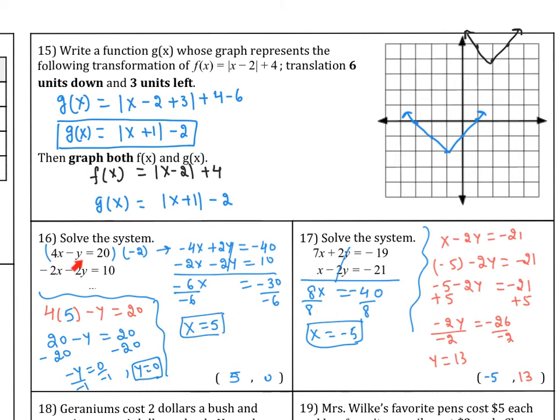Now use one of the original equations to solve for y. So plugging in 5 here, you get 20 minus y equals 20. Negative 20 on both sides, you get y equals 0.